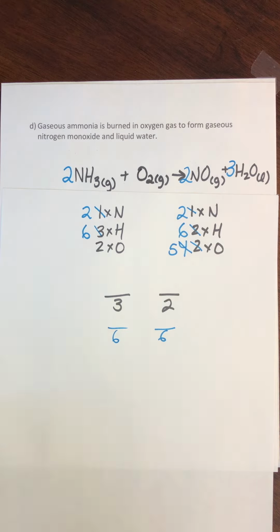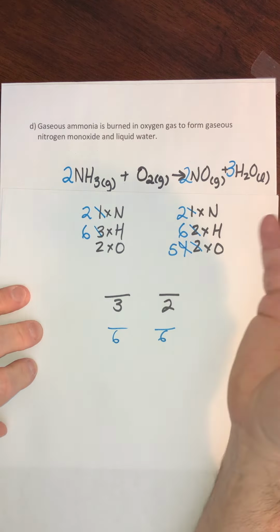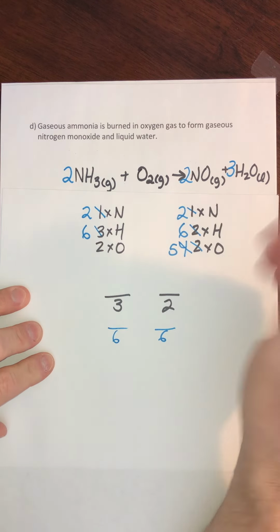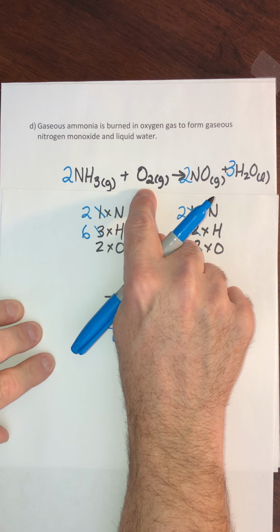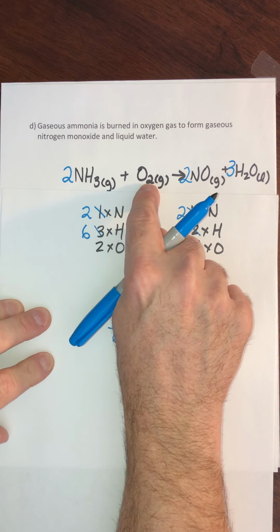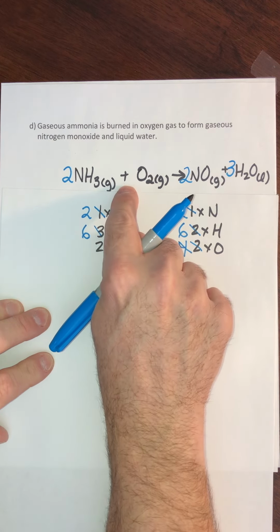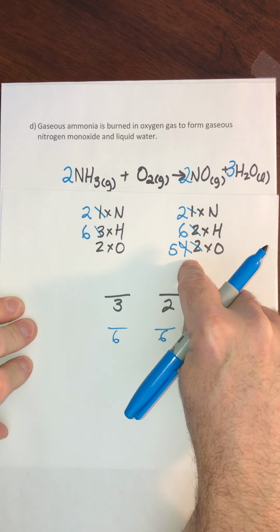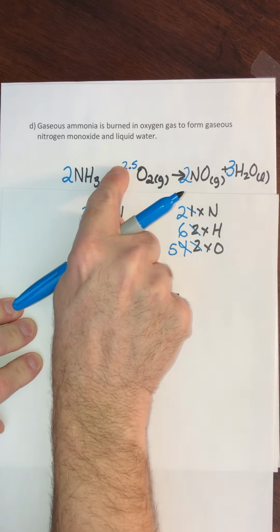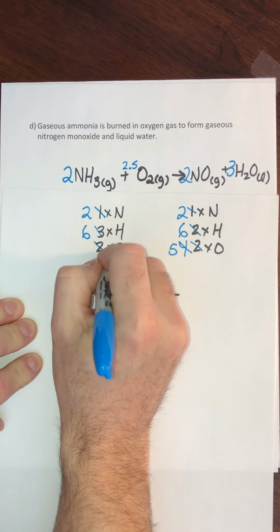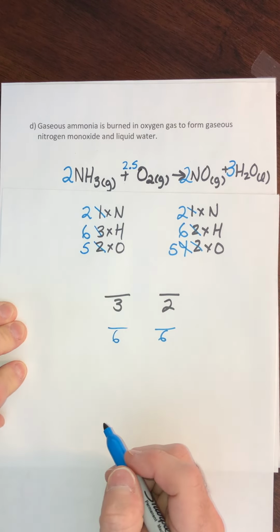And oxygen often causes you problems. Oxygen is often difficult because on this side I have 5, but over here they come in pairs. There's nothing that I can multiply 2 by that's a whole number to turn it into 5. The best that I can do is put a 2.5 here. 2.5 times 2 would give me 5 oxygens and I'm balanced.